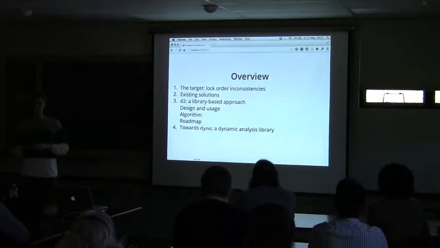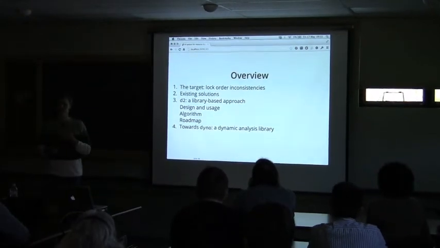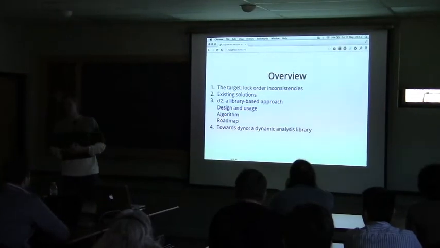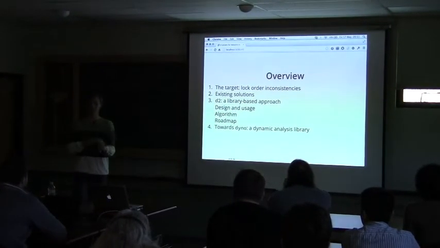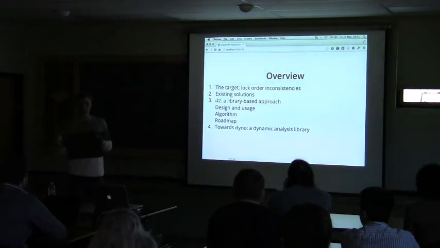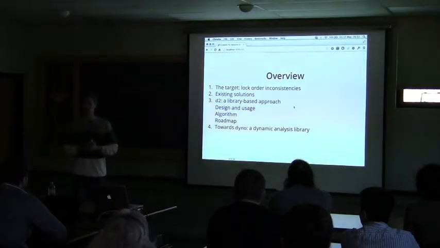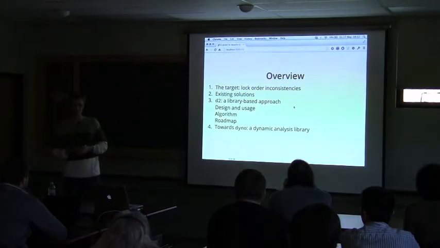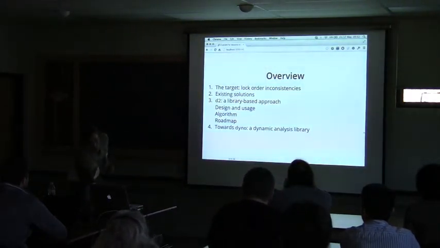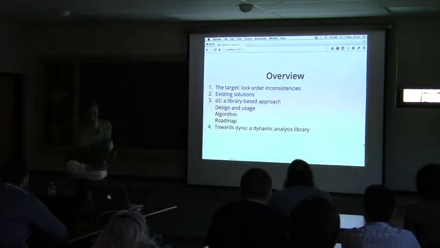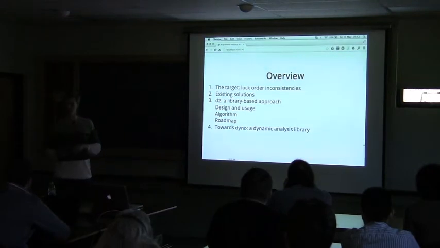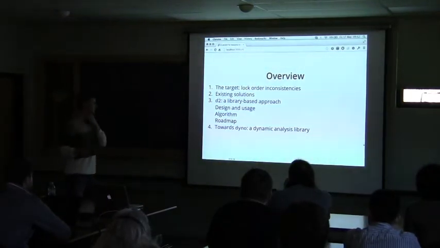This will be split into three main points. First, I'll present how to use the library from existing code, which will also give you a glimpse at the design of the library. Then I'll present very briefly the algorithm that's used internally to detect the deadlocks. And then I'll present a roadmap of what's to come in the future for the project. And finally, if we have time, we will discuss a generalization of the project into a more general purpose dynamic analysis library for C++.